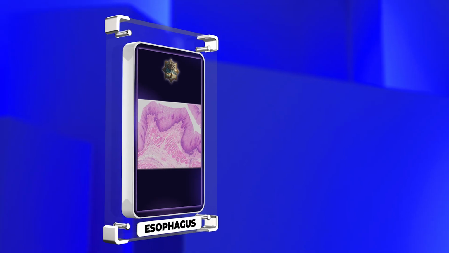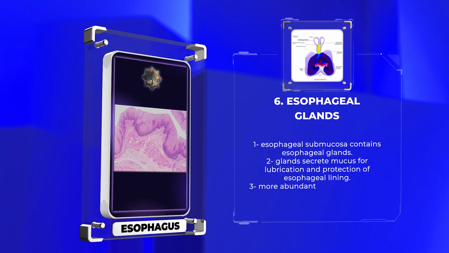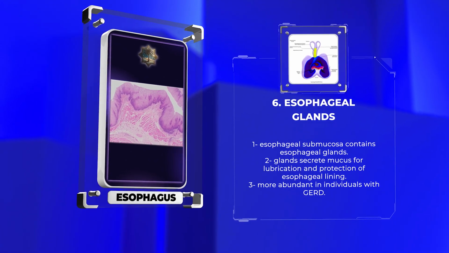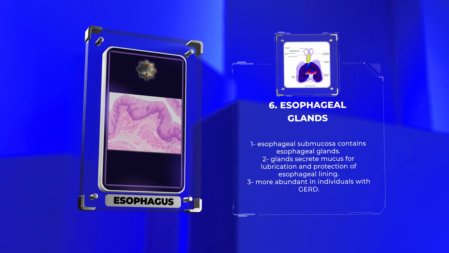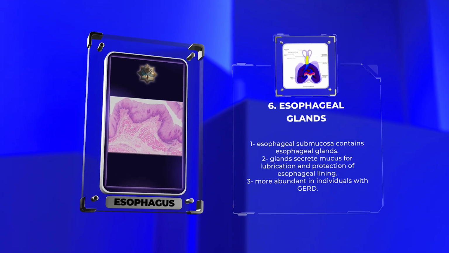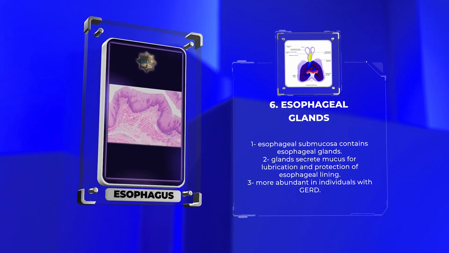The esophageal submucosa contains numerous mucus-secreting glands known as esophageal glands. These glands secrete mucus, which aids in lubricating the esophageal lining and protecting it from abrasion. The esophageal glands primarily exist in the lower third of the esophagus and are more abundant in individuals suffering from gastroesophageal reflux disease.